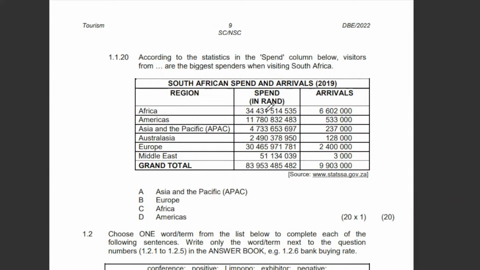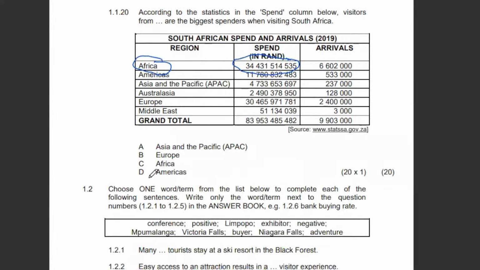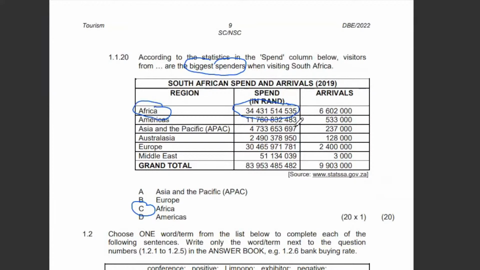Then just by merely looking at this, you can see that in the spend column, our highest figure will be the amount of rands spent by tourists from Africa, from the African region. So our correct answer will be C. The tourists from Africa were the biggest spenders, because remember, the question requires us to identify the biggest spenders. So the highest amount of money spent actually originated from Africa, which is 34 billion.